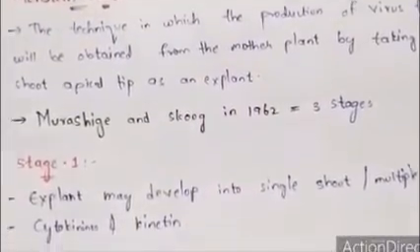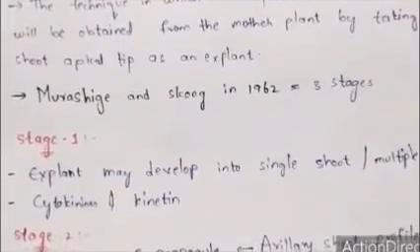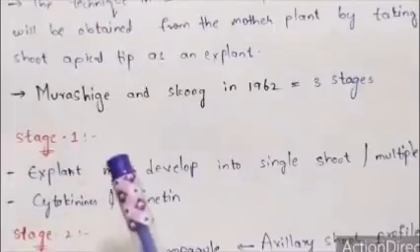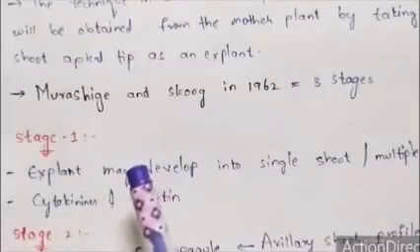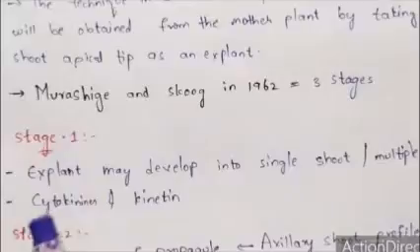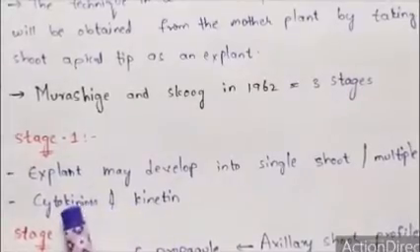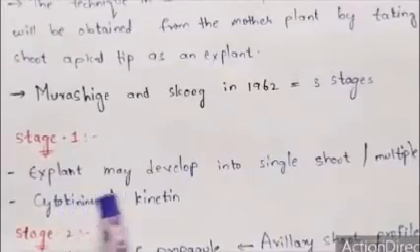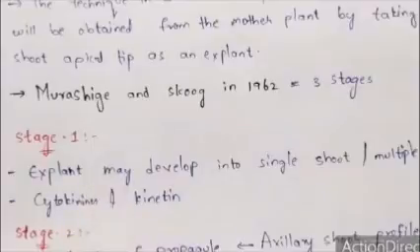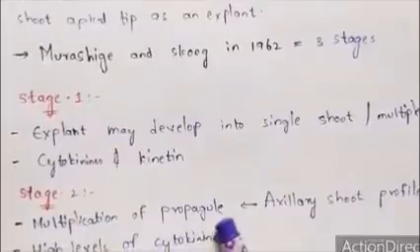Coming to stage 1, the explant may develop into a single shoot or multiple shoots, and in this stage it requires some chemicals for its energy purpose, and those chemicals required are cytokinins and kinetin. This is a growth regulating hormone, and kinetin is a protein which will be utilized in the stage 1 process.